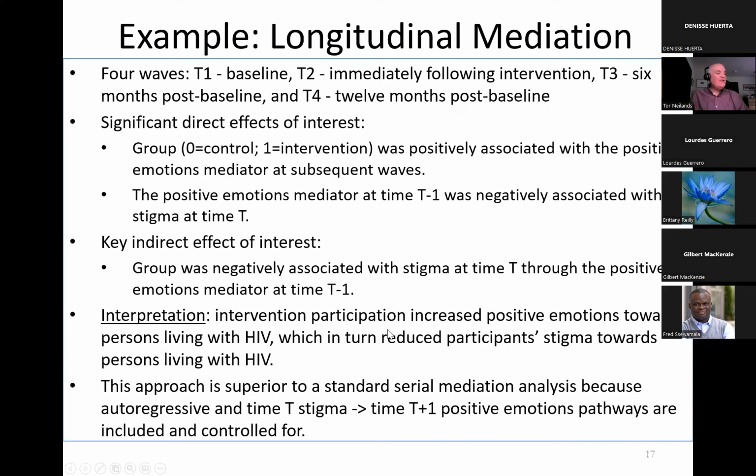And the interpretation here was the intervention increased positive emotions towards persons living with HIV, which in turn reduced participant stigma towards persons living with HIV. And just to recap, the approach here is arguably superior to a standard serial mediation analysis because of these autoregressive and time pathways. We also included in this model time t stigma to time t plus one positive emotions pathways. We're able to include those and control for them in the analysis.